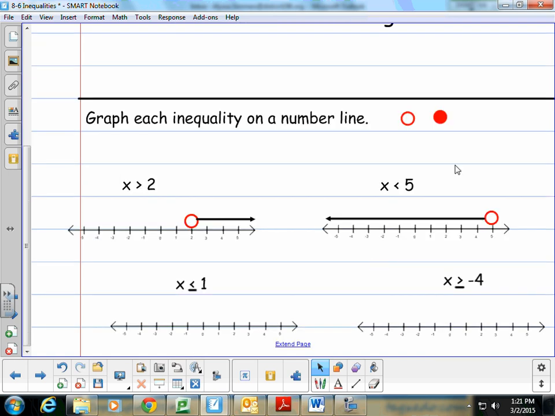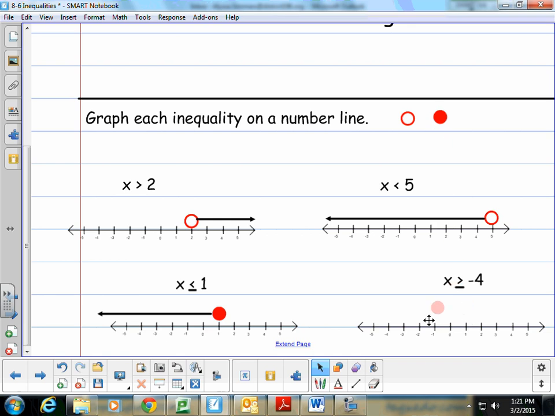So you could try the other two. Notice that it's x is less than or equal to 1. So we do a closed circle because we are including 1. The open circle says not including. We are including 1 when we close it. And if x is less than or equal to, we're going to go to the left because the left has the less values.